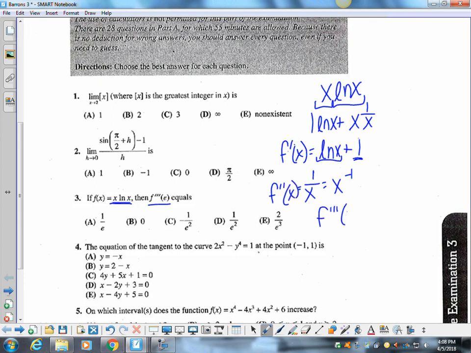So my third derivative, I'll pull that down, take 1 off your power, and then I'm supposed to shove an e in there. So negative 1 over e squared. There you go. There's 3. All right, now 23.